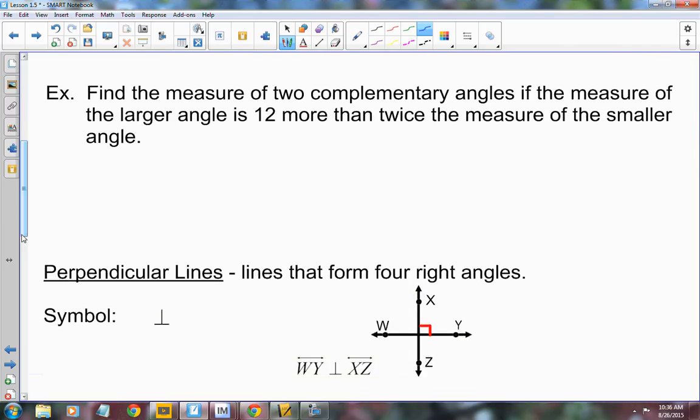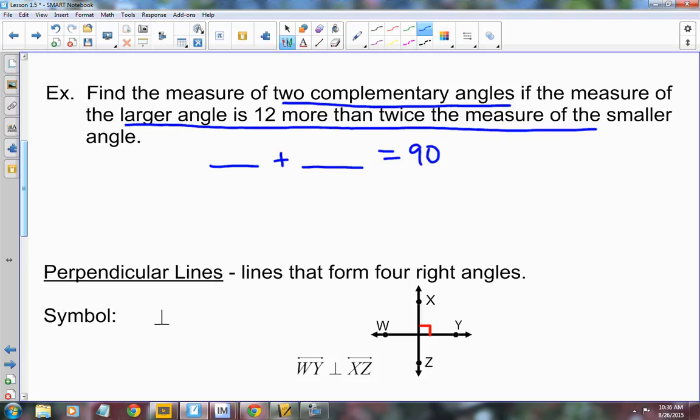Find the measure of two complementary angles if the measure of the larger angle is 12 more than twice the measure of the smaller angle. Okay, so we have two angles that are complementary. What does it mean to be complementary? They equal 90. So we have one angle plus we have another, and together they equal 90, right? Then it says that the larger angle is 12 more than twice the smaller. Do we know what the smaller measures? X. We're just going to let it be x. So then the larger angle is 12 more than twice that. 2x plus 12. 12 more than twice the smaller, okay?